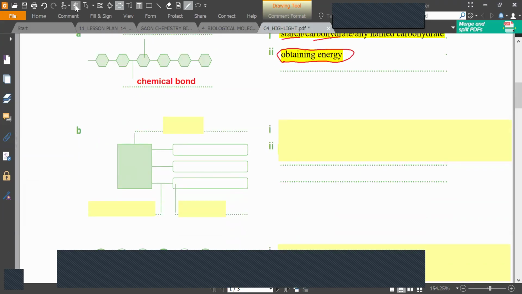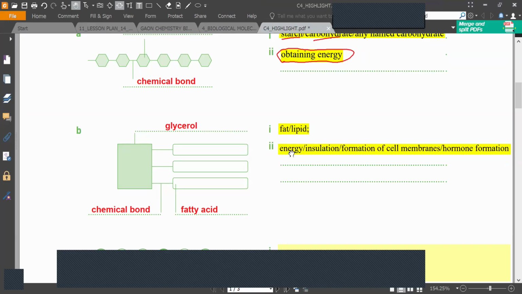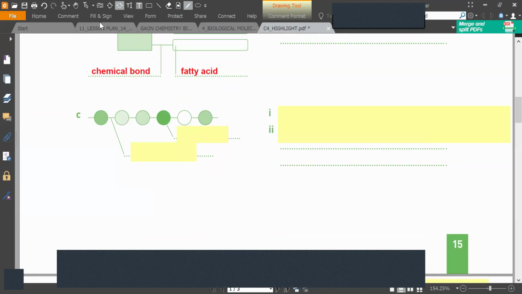This one we know, straightforward. We have glycerol and fatty acids, and then fatty acid and glycerol join together by chemical bonding. Example, fat, lipids. So what is it used for? Used for energy. It is an energy storage, insulation, formation of cell membranes, hormone formation. Very useful.